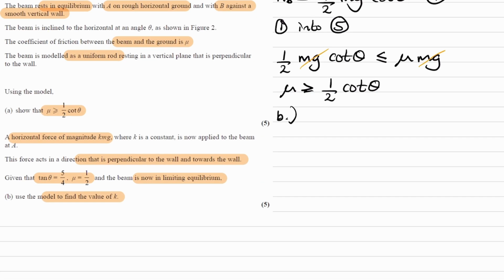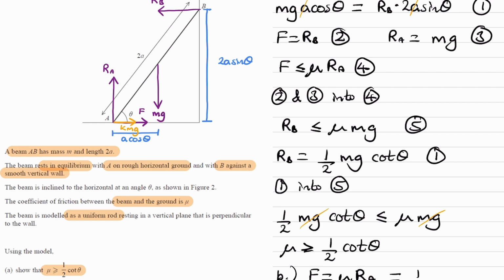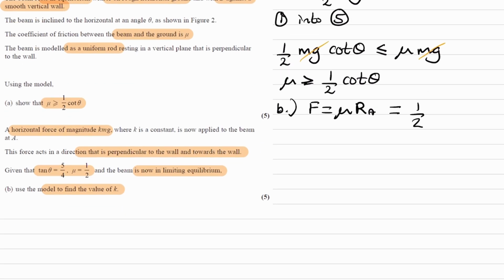So the frictional force is equal to mu R. It's the reaction force of the ground, so it'll be Ra. And we know that mu in this case is equal to a half. So the maximum frictional force is a half times Ra. The reaction force Ra is equal to mg. That's what we worked out in part A. That still applies here. The vertical forces haven't changed. So the frictional force is equal to a half mg.